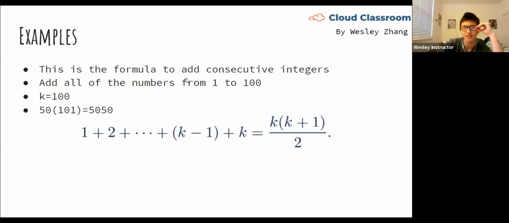this is a formula to add consecutive integers. I gave you guys this problem for the first lesson, if you were here. Add all of the numbers from 1 to 100. So k equals 100, the total number of numbers. So 100 divided by 2 is 50. 100 plus 1 is 101. So 50 times 101 is 5,050.